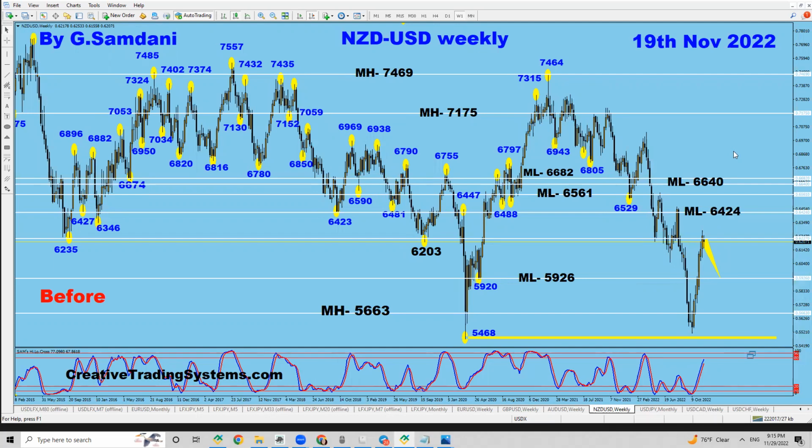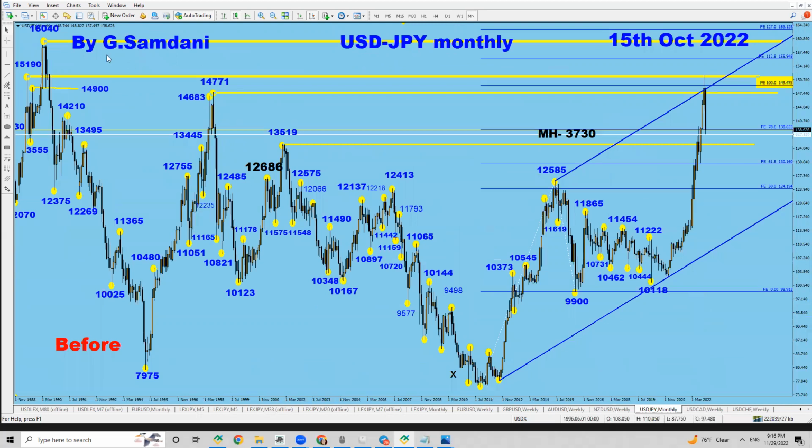But what about the other 3 pairs? USD yen, USD CAD, USD franc. So let's go take a look at the USD yen. The USD yen weekly chart is so wide open that you can't understand. So I have a monthly chart open here. You have to compare these. The weekly chart shows only this, so you can't see anything about this big move to the upside.